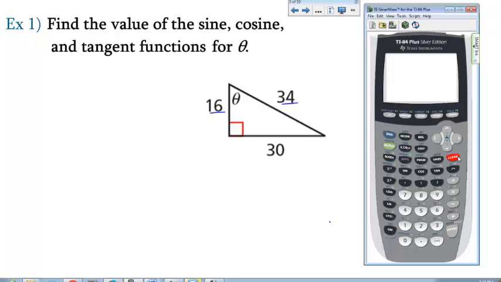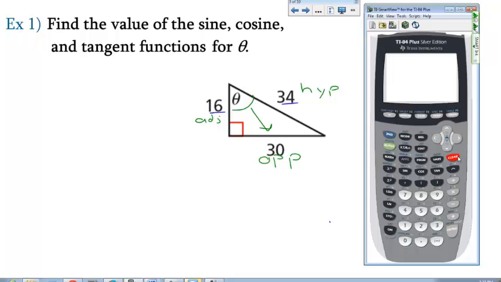Now we have a reference angle. We have the length of our three sides. We are going to use that to determine the value of sine, cosine, and tangent. So we take our reference angle, and we're going to, for good measure, label our sides. Hypotenuse, which is the longest side across from the right angle. The opposite side, which is, in this case, 30, across from the reference angle. And the remaining side, adjacent.